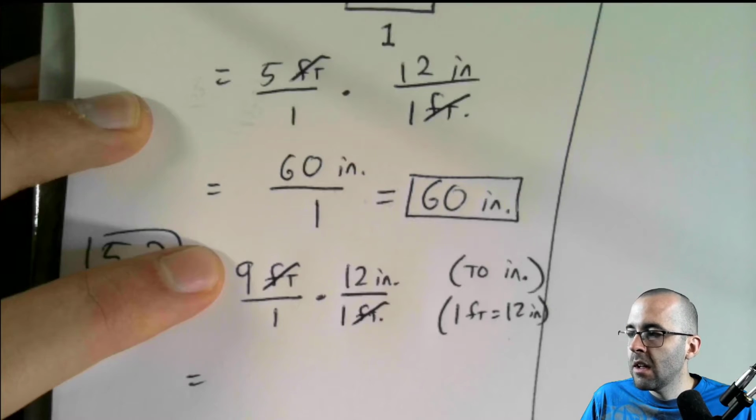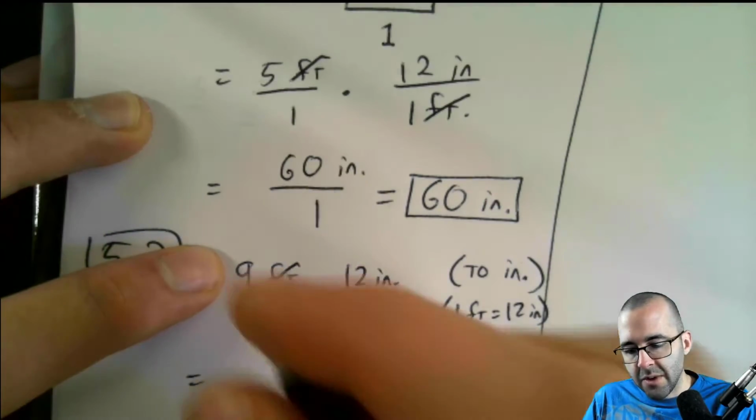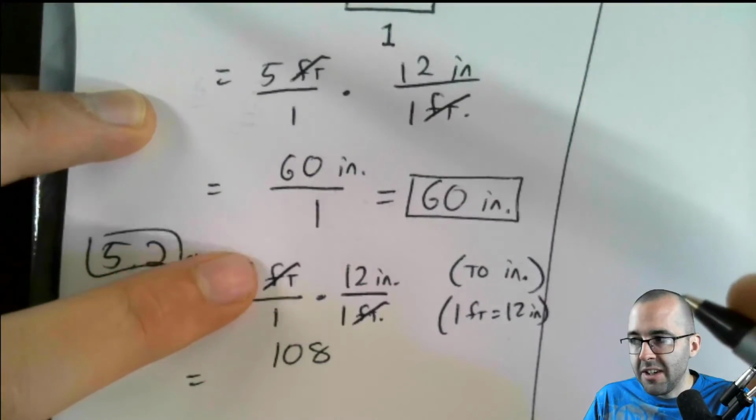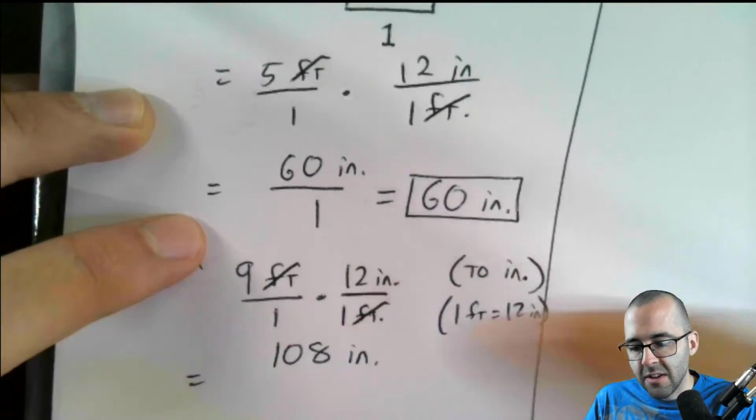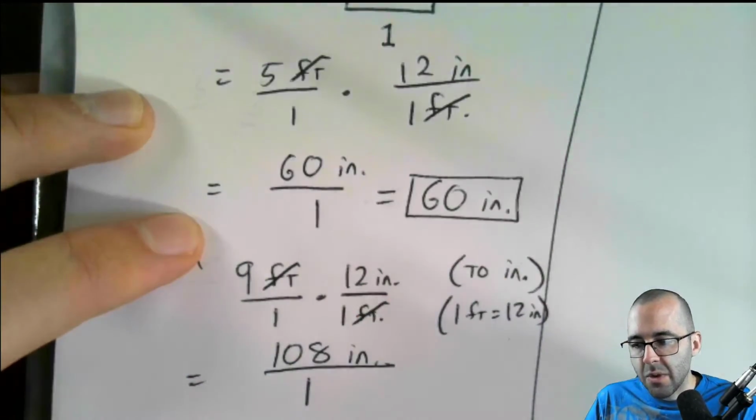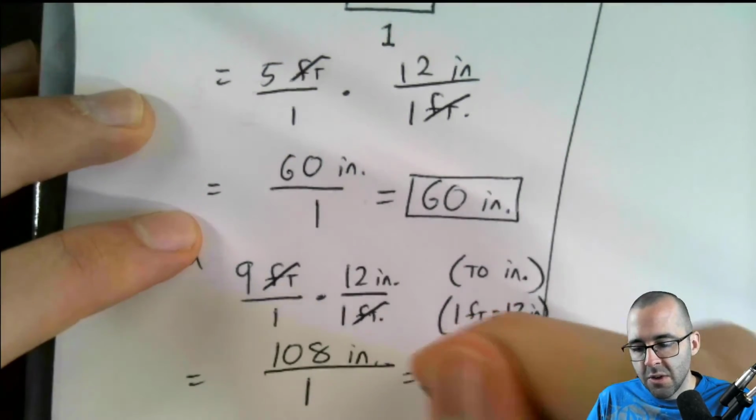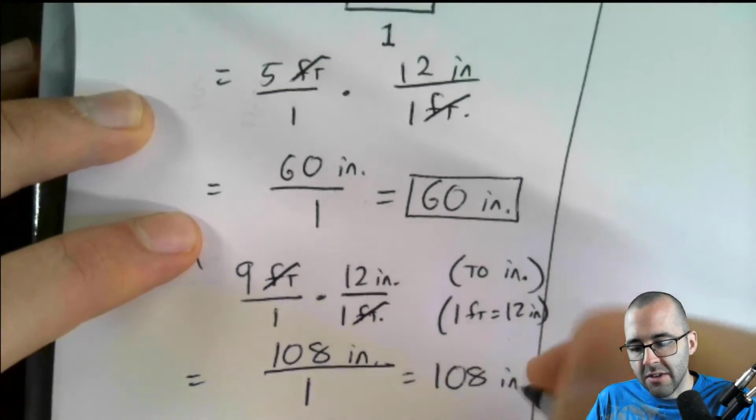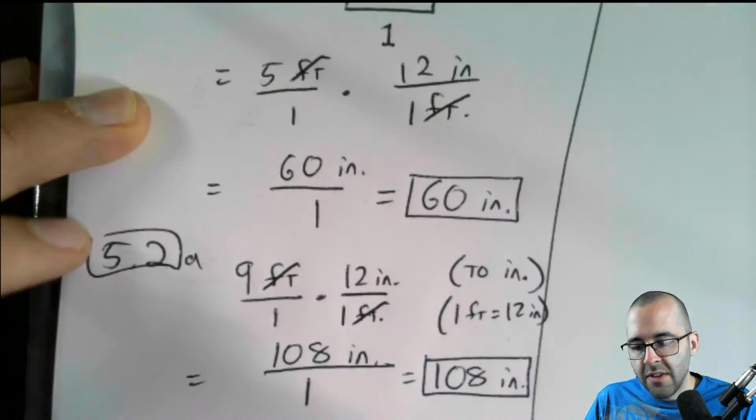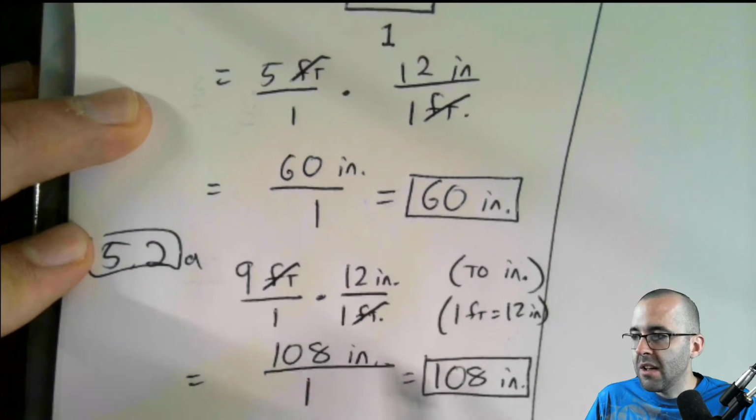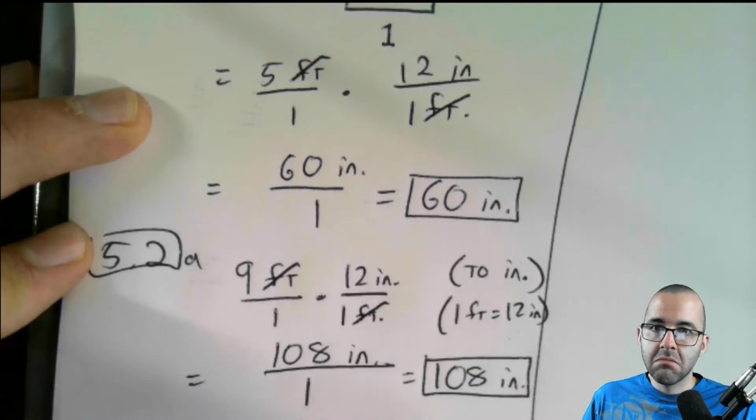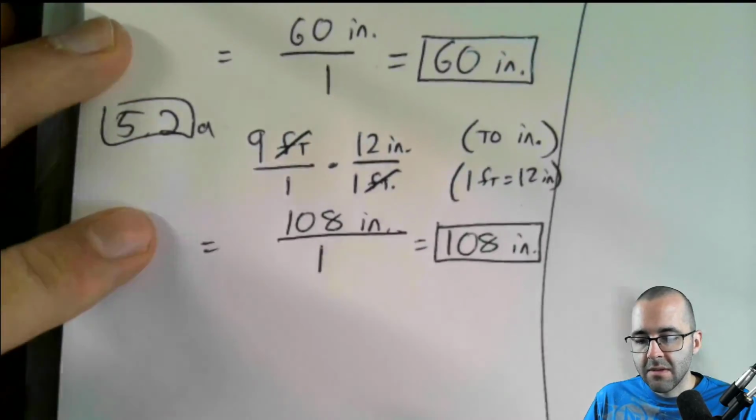Okay? So we're left with 108. There's no more feet. The feet canceled. We're just left with inches on the top. And on the bottom, we're just left with 1. So we're going to get 108 inches as our final answer. This is what happens when you take 9 feet and you convert it to inches. All right, let's do another one. Let's do part B.